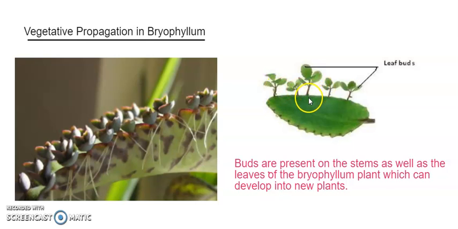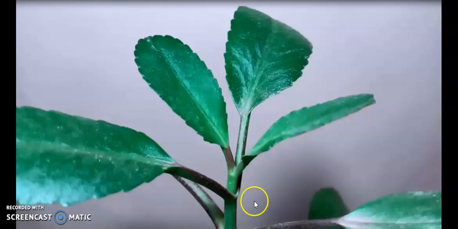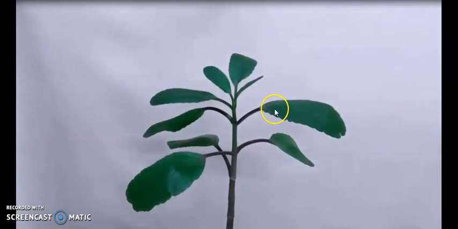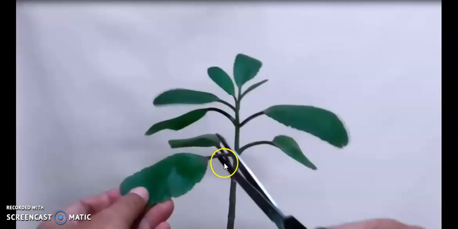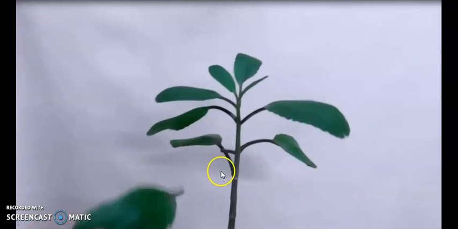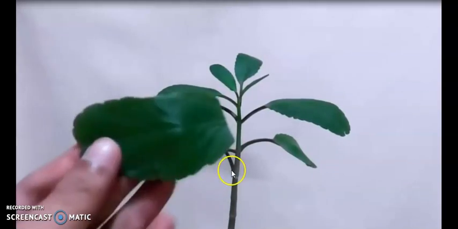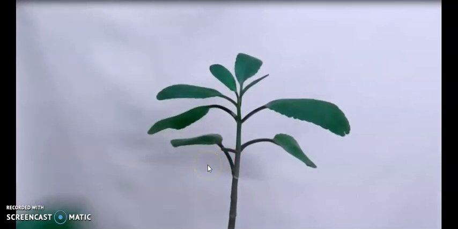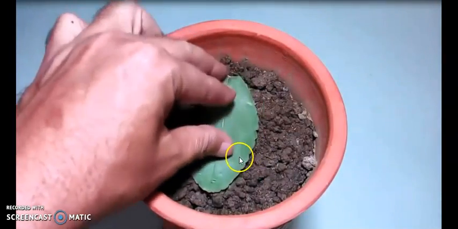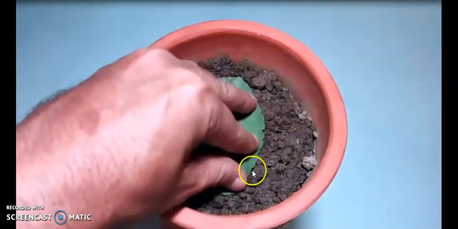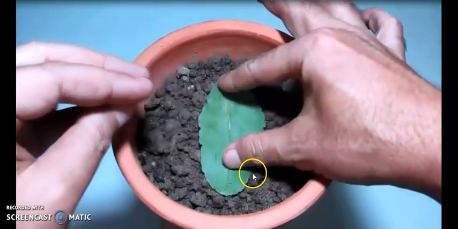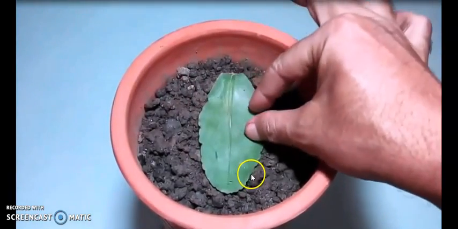So let's have a quick look at an experiment where we can see how a bryophyllum leaf develops new buds. As you can see here, we are going to cut off one of the leaves from the bryophyllum plant and place it above the soil. They have cut off the stalk of the leaf, and it is placed on a pot with mud. We are going to pour water on a regular basis and gradually observe what is happening.